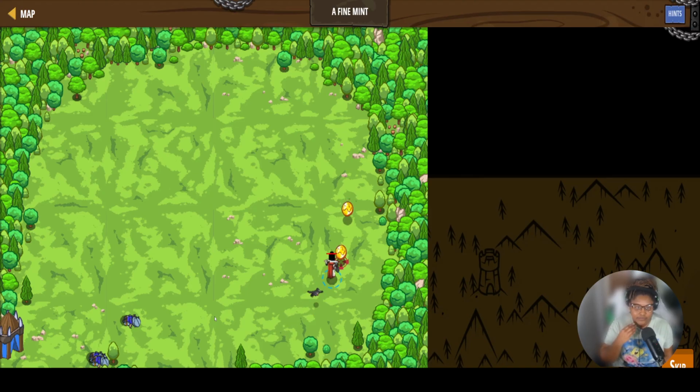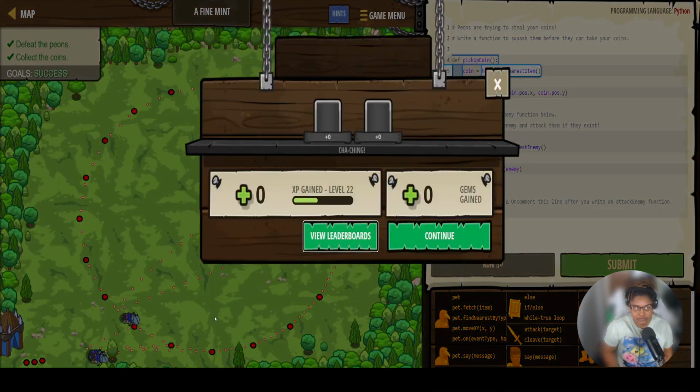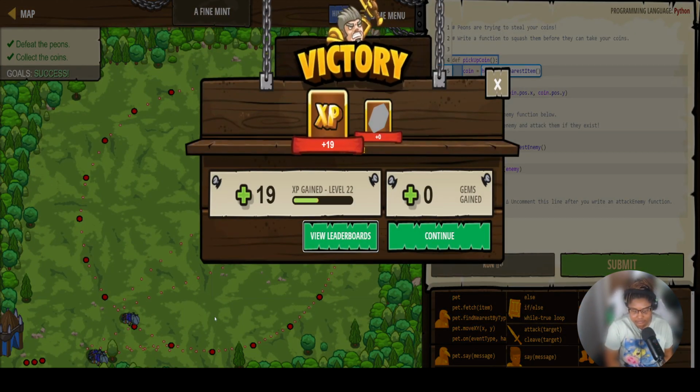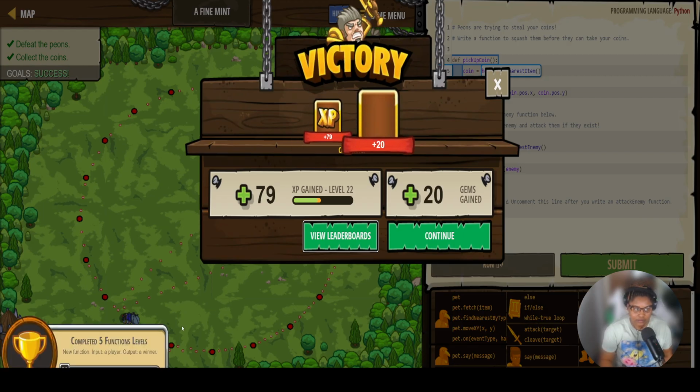They should have made it to where, like, if an enemy popped up while I was way over here, we would still attack the peon. Yeah, and that's how you do that one. Affinement.